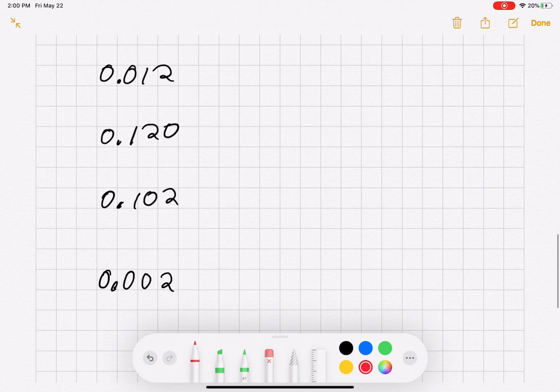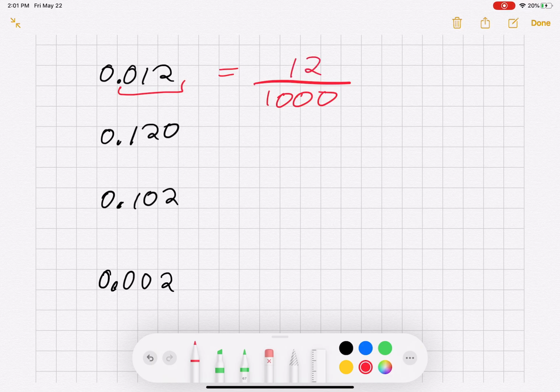Now if we want to go back from a decimal to a fraction, I can look at how many places I have there. Now we're going to convert it back. So obviously this is the decimal place to the thousandths. So I know immediately that my denominator is 1,000, and I can just write 12 up there.